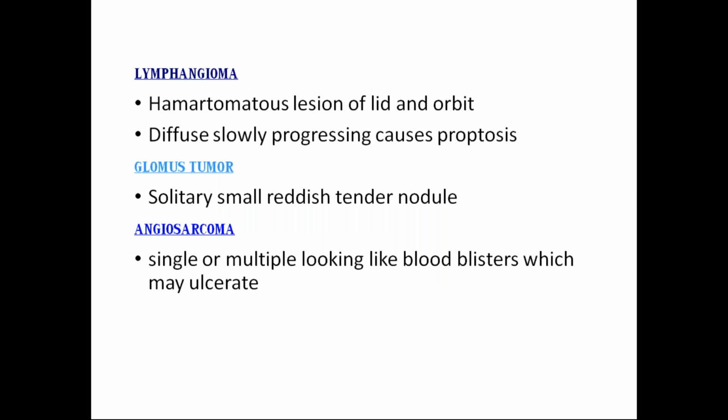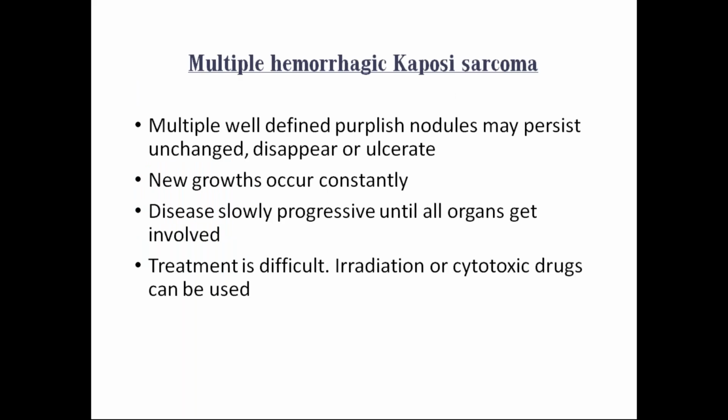These are hamartomatous lesions, or a glomus tumor is a small reddish tender nodule. Angiosarcoma is a small blood-filled lesion which may ulcerate. So these are various examples of vascular tumors: capillary hemangioma, cavernous hemangioma, port wine stain, or nevus flammeus. These are the common tumors which we come across in vascular tumors.